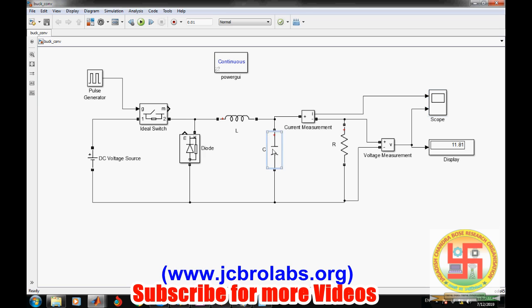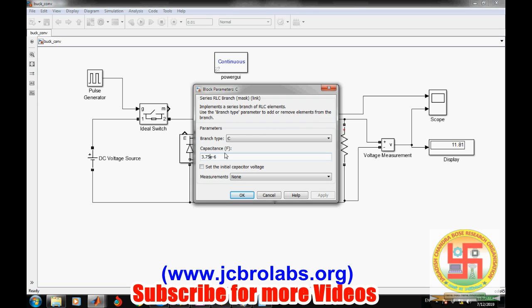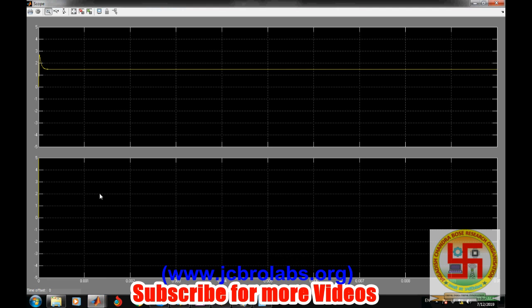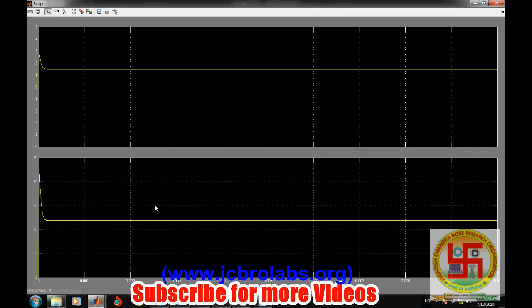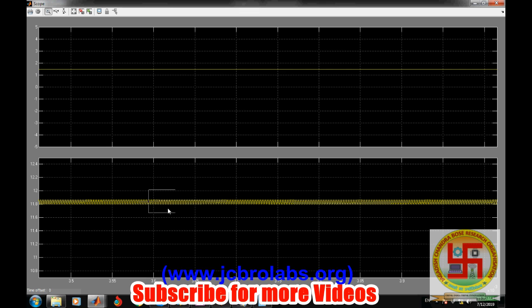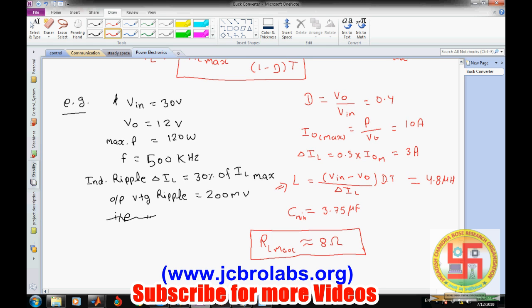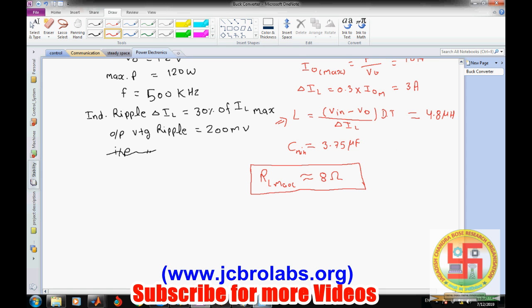So if we increase the value of C, let's say to 10 microfarad, the ripple will reduce. There will be no effect on voltage, but there will be a reduction in the ripples of the output voltage. If you look further, now ripples are within 60 millivolt range only. Maximum is near about 11.86 and minimum is near about 11.8. So the formula which we derived for C provides the minimum value of C which is required for the minimum amount of ripples.